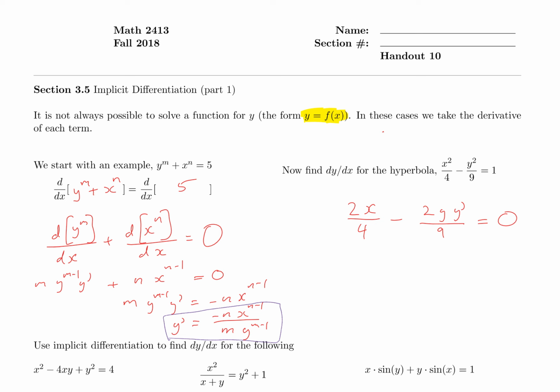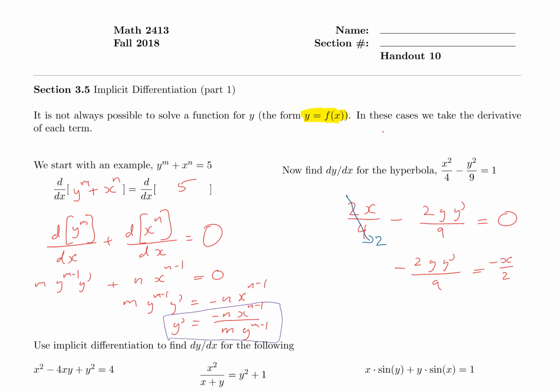Before we do that, we know we've got a couple of things here. 2 over 4, well, that's going to leave us with a 2 in the bottom. 2 over 9, that's just going to be what it is. And so let's go ahead and bring this x over 2 over. So we have negative 2y y prime, divided by 9 equals negative x over 2.